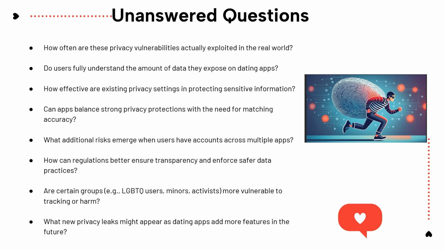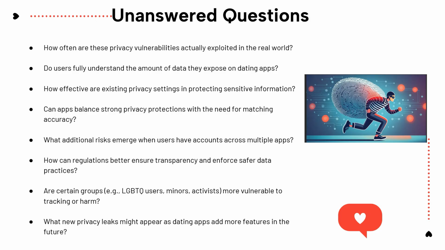So this research gave us a strong foundation, but it also leaves us with critical questions we'll still need to explore. So I have some unanswered questions here. The first one is, how often are these privacy vulnerabilities actually exploited in the real world? Do users fully understand the amount of data they're exposed to on dating apps? How effective are existing privacy settings in protecting sensitive information? Can an app balance strong privacy protection with the need for matching accuracy?